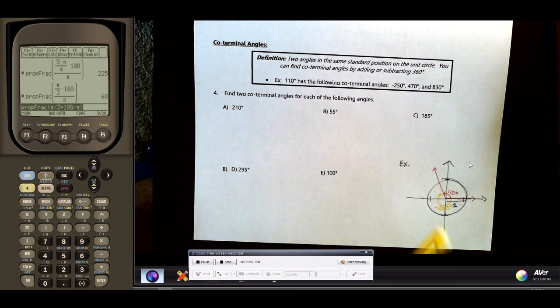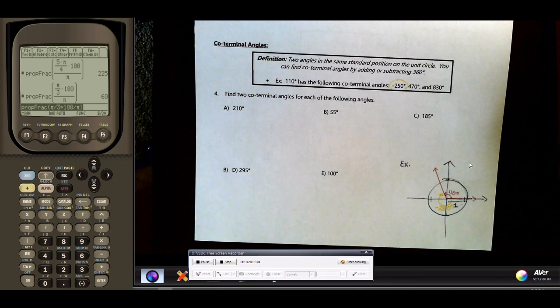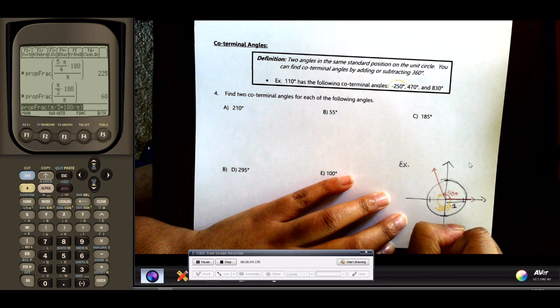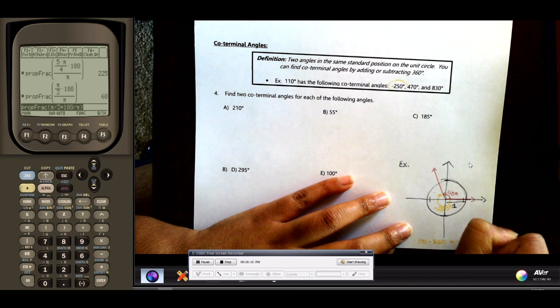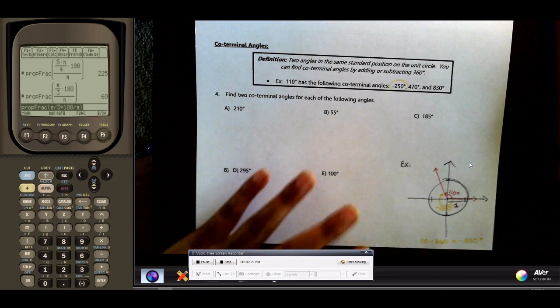That's this one right here. And how we got that number is just 110 minus 360 equals negative 250. You can also do this in radians, but we're only going to do it in degrees for the moment.